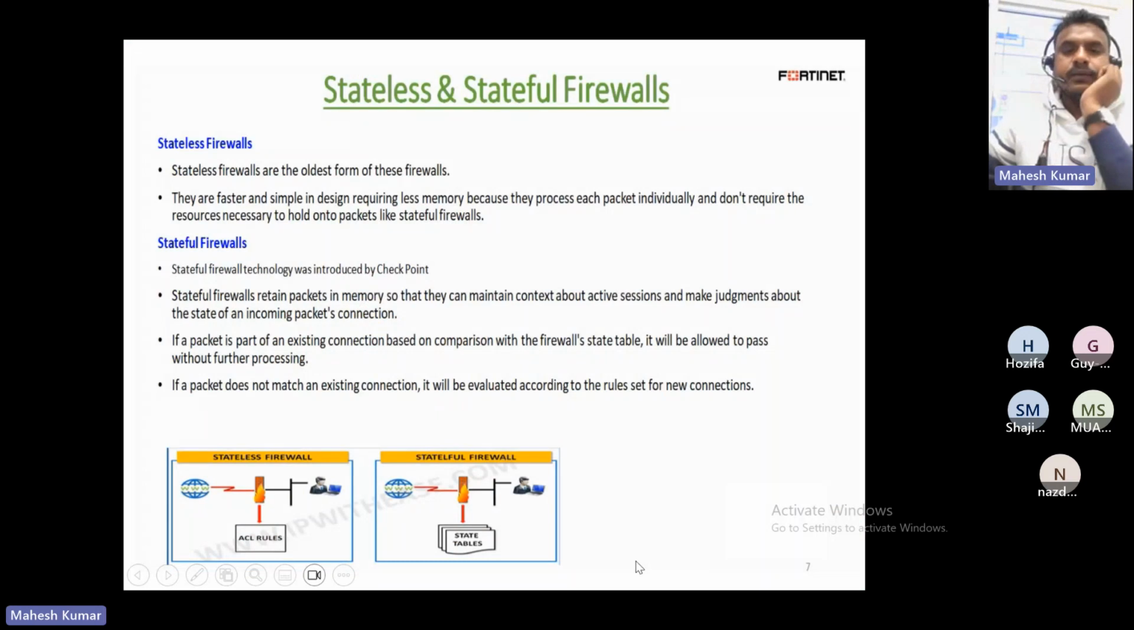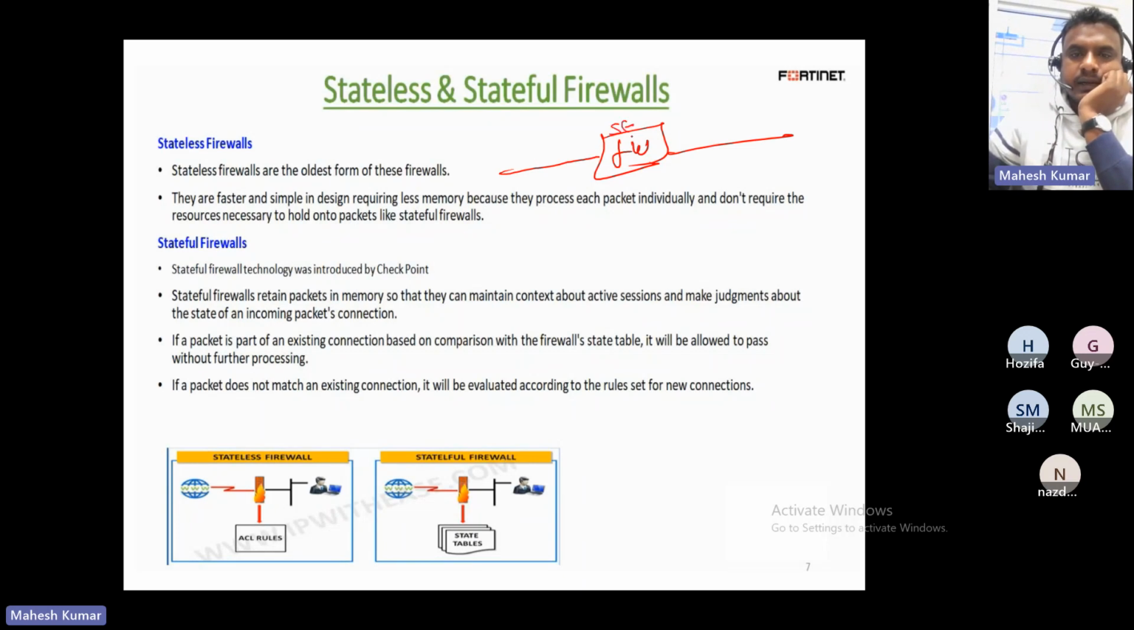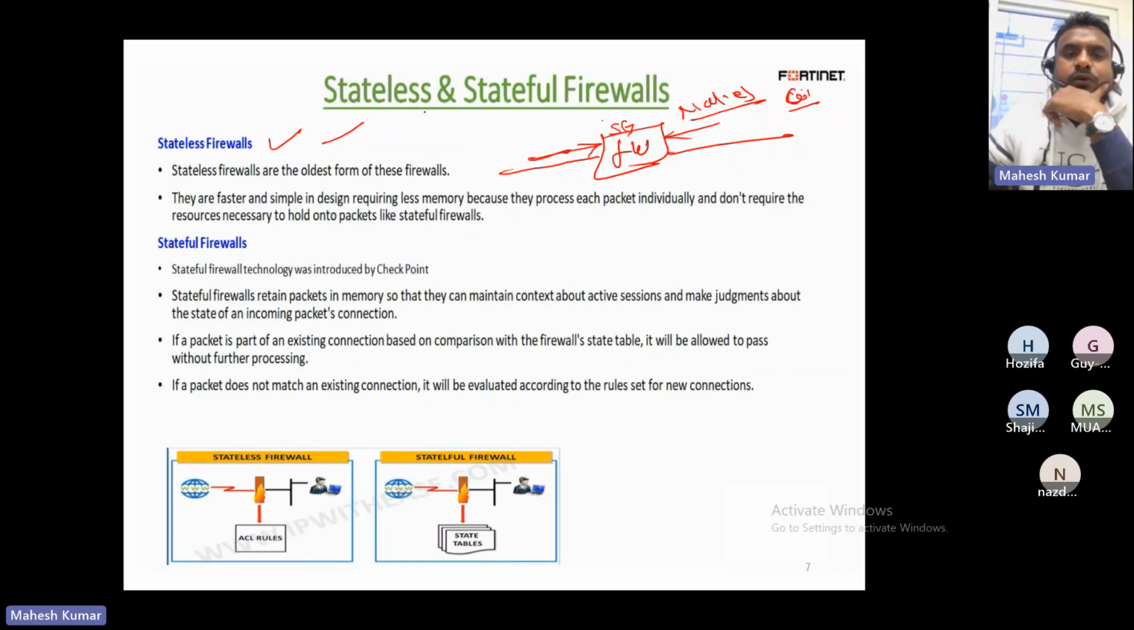Okay, so what is happening? Let's suppose you have one security guard. Like a firewall is a security guard in your home or your college. This security guard, who is coming, who is going, I don't care. He is just sitting idly. He is not making any notes like who went out, who came in, at what time he came, at what time log in, log out, like that. There is nothing. This stateless firewall does not have the capability to track which packet went out and which packet came in.